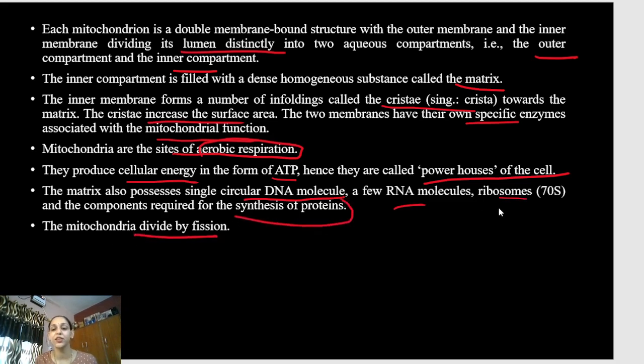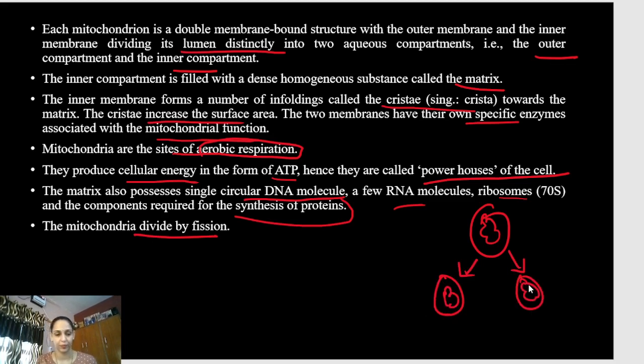Mitochondria are divided by fission. When it requires, mitochondria divide by fission. Whether the cell divides or not doesn't matter. If mitochondria require to divide, then they will divide by fission.